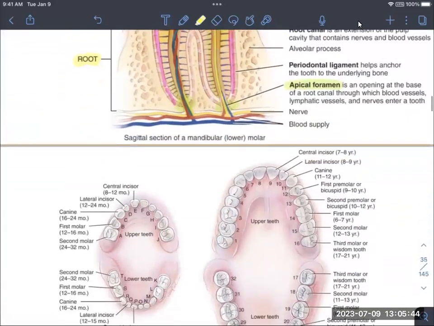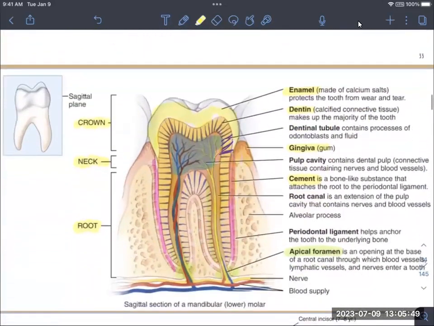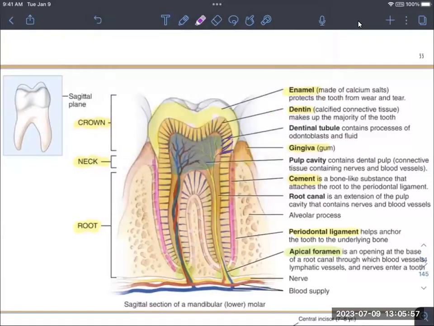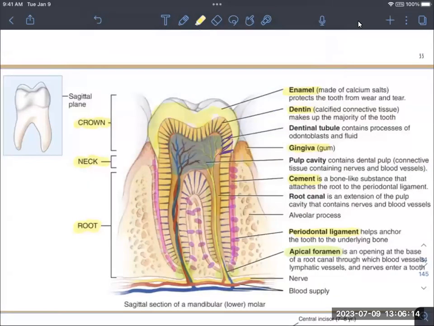So we went through all of these different parts of the teeth here. The only thing I think I missed was this periodontal ligament. This periodontal ligament here is these little ligaments that go through here that are holding this tooth in place. This is all working to keep your tooth where it should be.